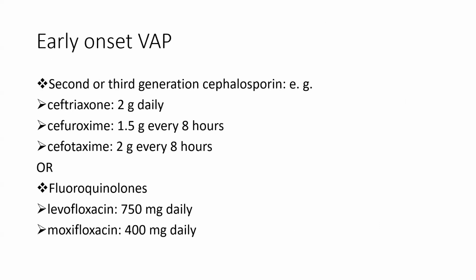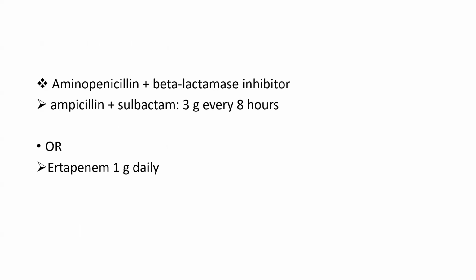Now, what is the treatment of VAP? For early onset VAP, we can use a third generation cephalosporin like ceftriaxone 2 gram daily, cefuroxime 1.5 gram every 8 hourly, cefotaxime 2 gram every 8 hourly, or we can use fluoroquinolones like levofloxacin 750 mg daily, moxifloxacin 400 mg daily. Or we can use the ampicillin sulbactam combination, that is 3 gram every 8 hourly, or ertapenem 1 gram daily.